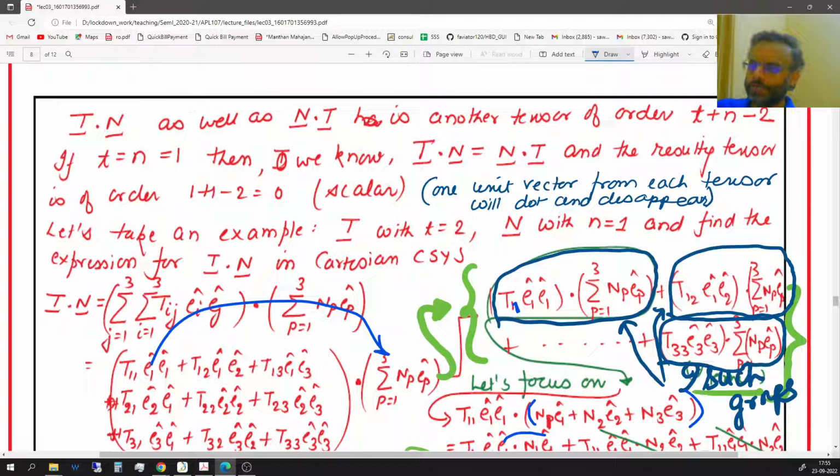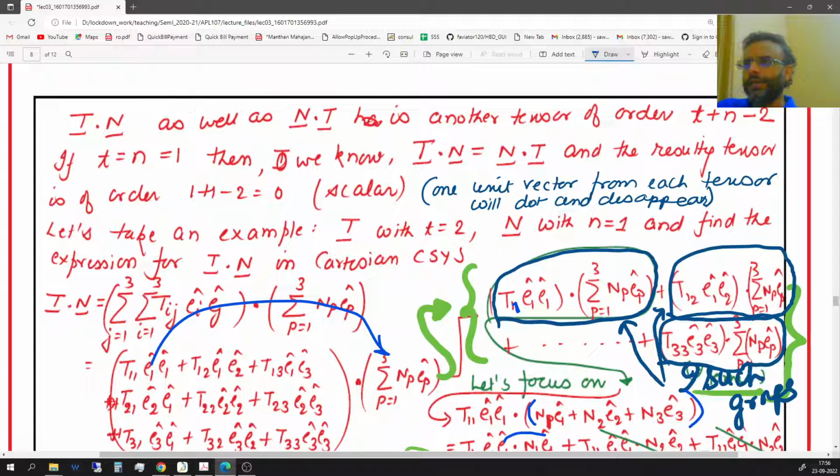And also in that special case, when both the participating tensors are vectors, you can see the validity of the formula that I mentioned here: the resulting tensor must have an order 1, which is t, plus another 1, which is coming from n, 1 plus 1 minus 2 equals 0, which is a scalar. We are familiar with this idea. Now let's take an example with the tensor T having order 2 and another tensor n having order 1, and let's try to see the expression of T dot n first.